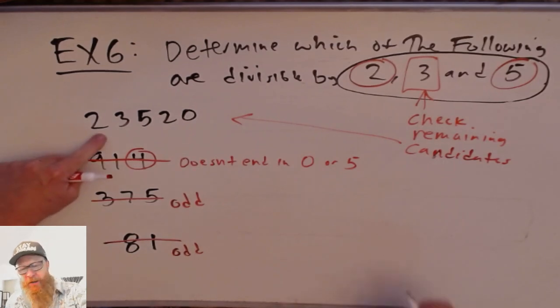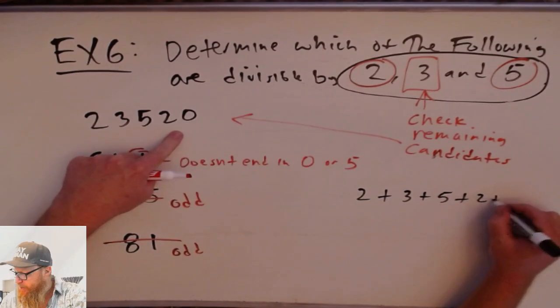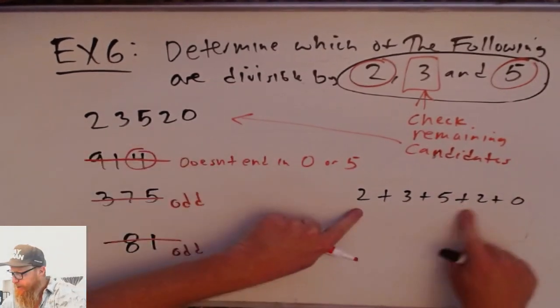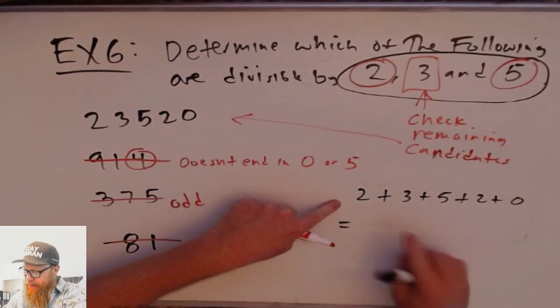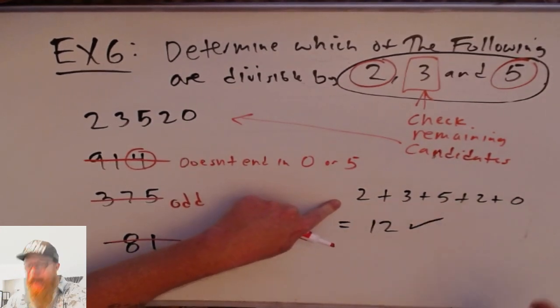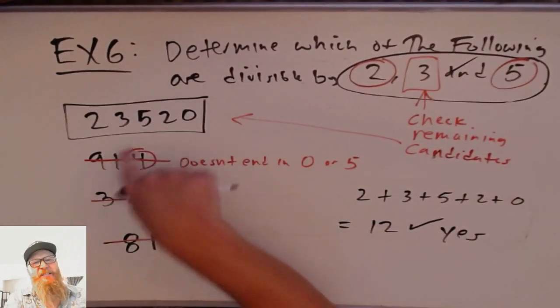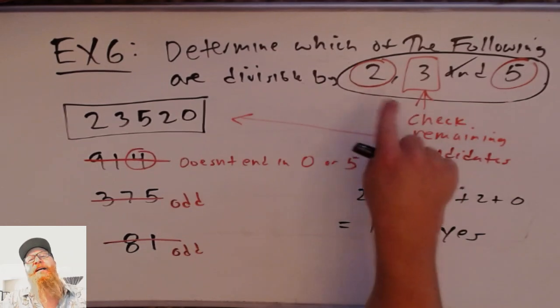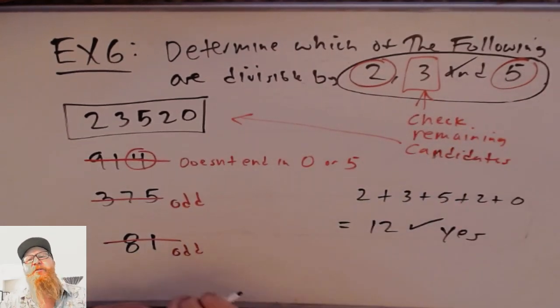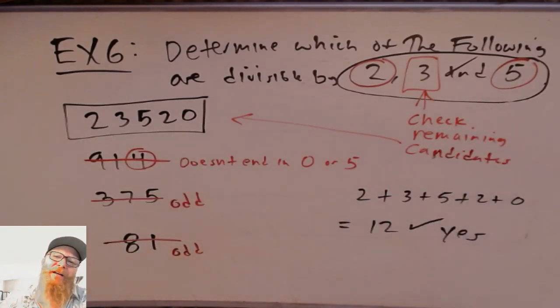So we're going to go 2 plus 3 plus 5 plus 2 plus 0. You actually don't need the 0. 5 and 5 is 10 plus 2 is 12. Check. Yes. That's divisible by 3. So this is the only number in this list that was divisible by all of the 2, 3, and 5. And again, if I ask you for a 10, obviously it would have to end in a 0.